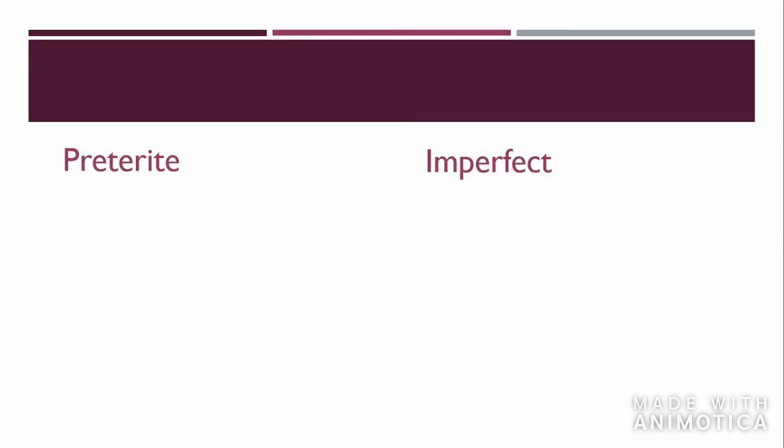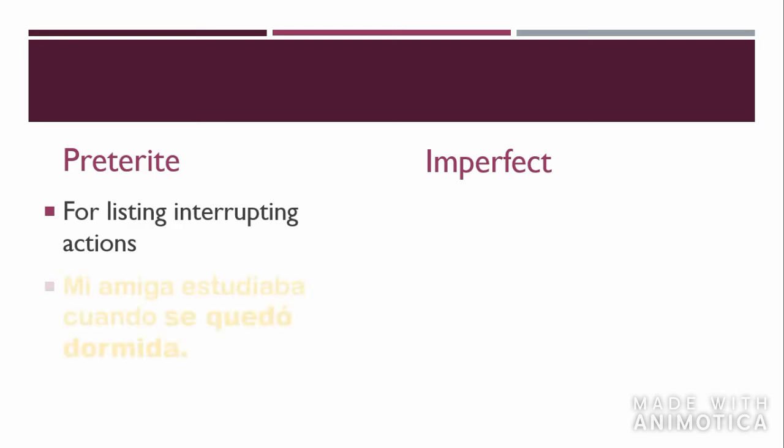Next, the present tense is used for listing interrupting actions. Por ejemplo, mi amiga estudiaba cuando se quedó dormida. My friend was studying when she fell asleep. So the interrupting action here is when she fell asleep because she was studying. Her falling asleep interrupted her studying.